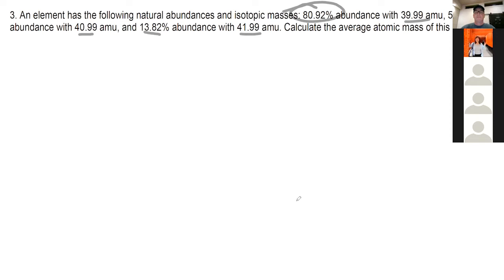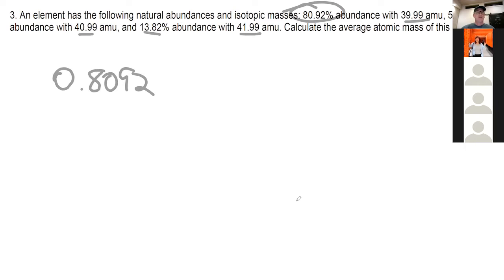Okay. And then you convert the percentages, and then you're going to multiply. Convert them to what? You convert them to decimals. So what would 80.92% be? 0.8092. Right, because percent in French just means per 100. So we just divide all those numbers by 100, and that gives us the fraction.